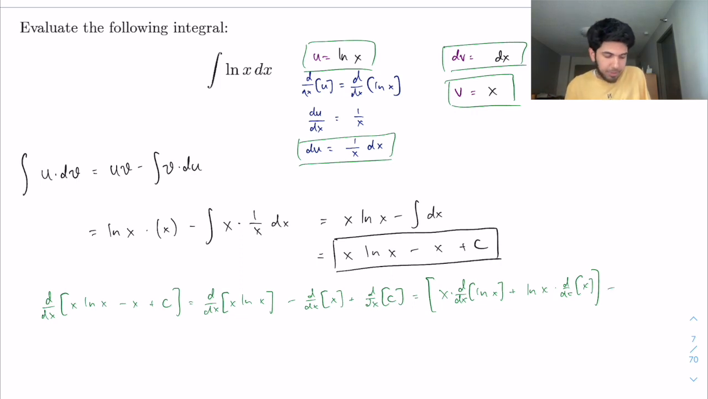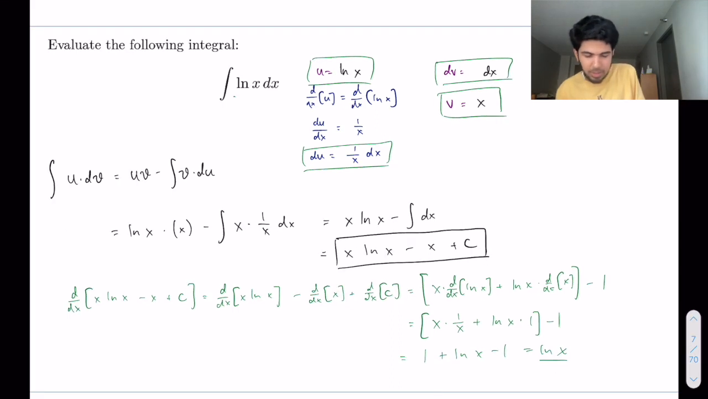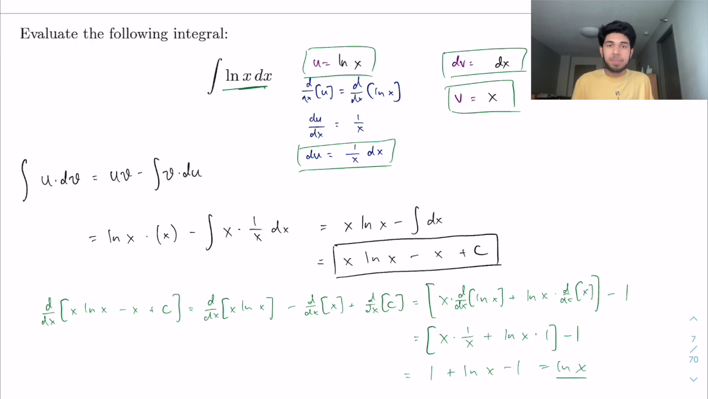Then the derivative of x is just 1, and the derivative of c is 0. This further simplifies: x times the derivative of ln of x is 1 over x, plus ln of x times the derivative of x is 1, minus 1. So this is 1 plus ln of x minus 1, which is equal to ln of x, which is exactly what we wanted. So there we go, we finally figured out the integral of ln of x.